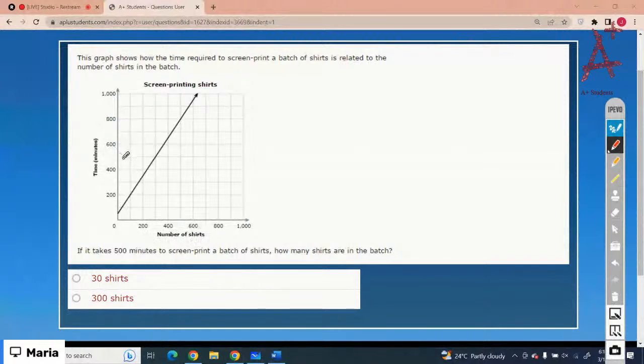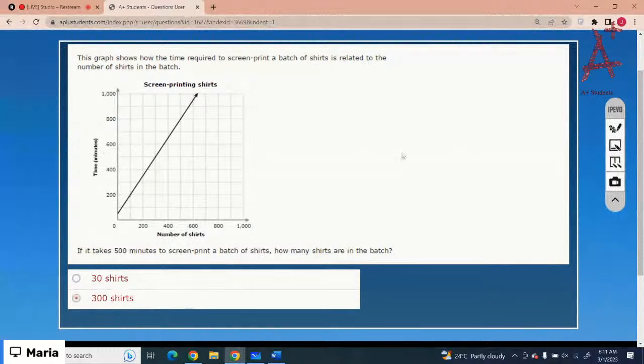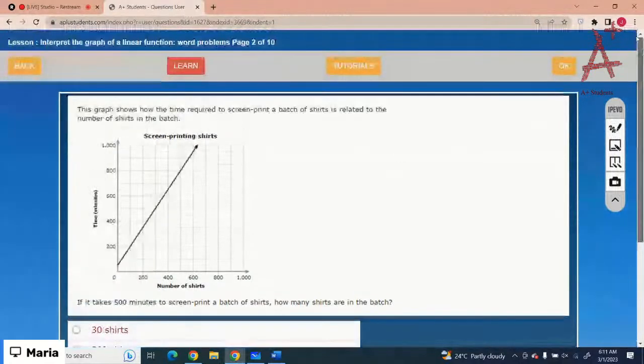Here you have 500. You need to see how many shirts can be printed in 500 minutes. Between 200 and 400, you have 300. That means 300 shirts can be printed in 500 minutes. Got it? The correct option is 300. Just select the correct option, then click on the OK button.